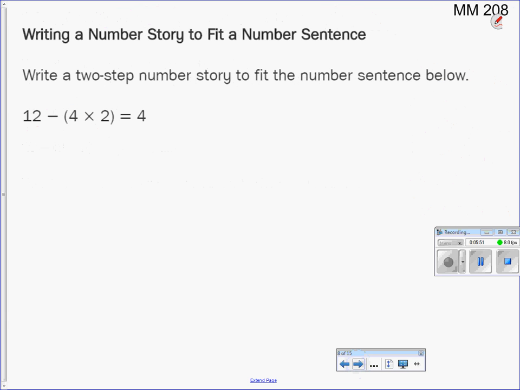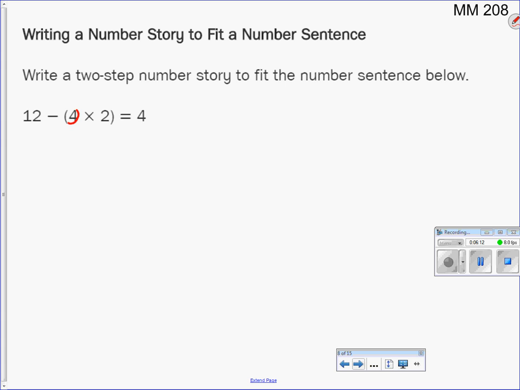All right, I want you to look at this problem, then I want you to take a few minutes, take a pause, and either get a whiteboard if you have one at home, or get paper and pencil, and see if you can write a 2-step number story to fit this number sentence below.